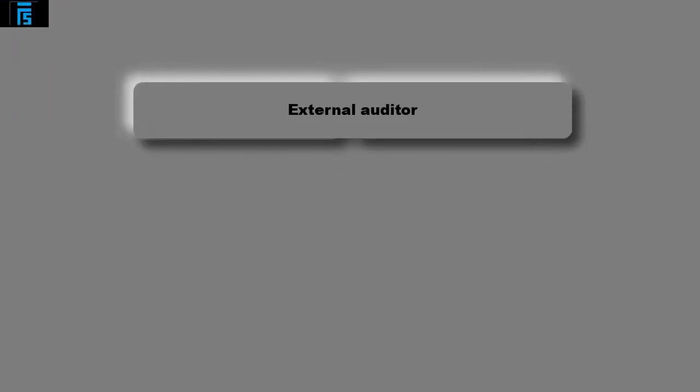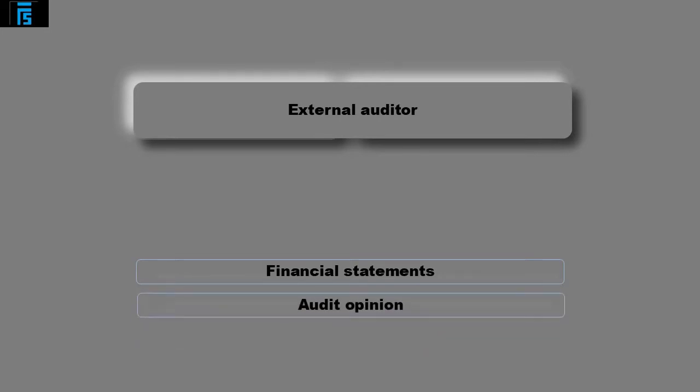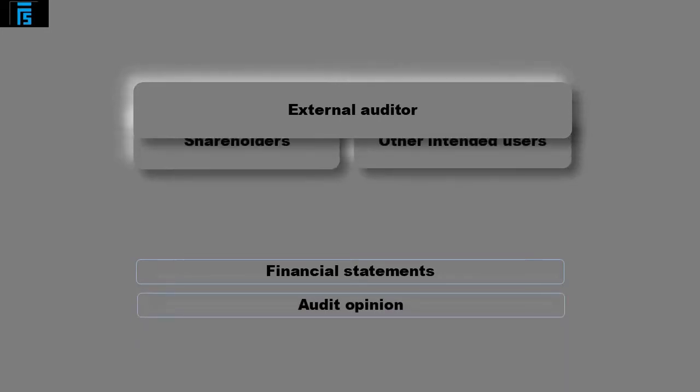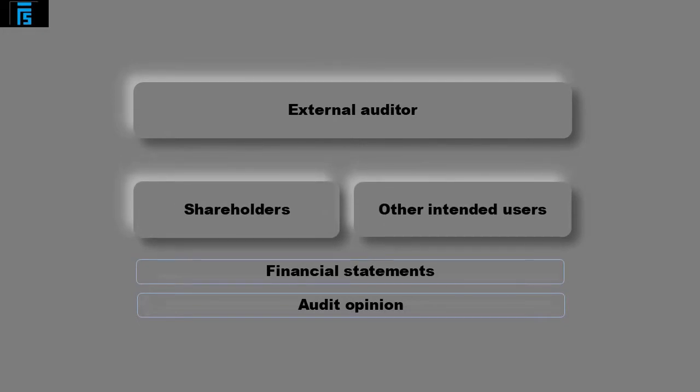We can apply this terminology to what we know about an external audit to see how it relates. Our practitioner is our external auditor. Our subject matter is the financial statements. The responsible party is the client management. The conclusion is the audit opinion, and the users are the shareholders or other intended users.